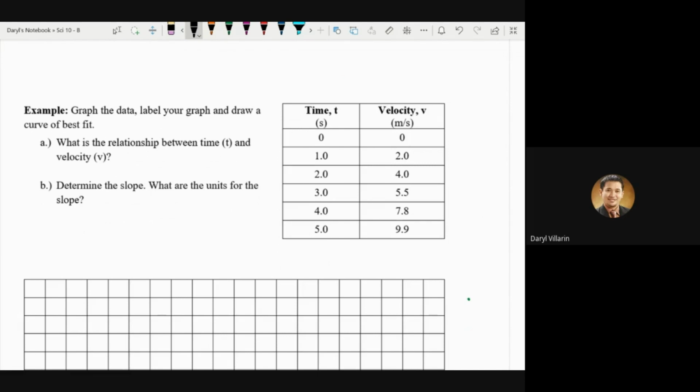So again, if you're gonna go through the different steps, the first step is we need to identify which of these two variables are the independent and the dependent variable. So in this case, this is a particular data set wherein you set a particular time, 0, 1, 2, 3, 4, and 5 seconds, and you try to measure the velocity. So therefore, in this case, my independent variable is the time.